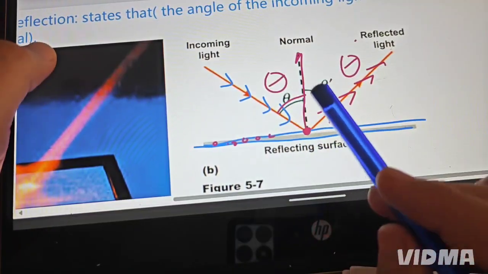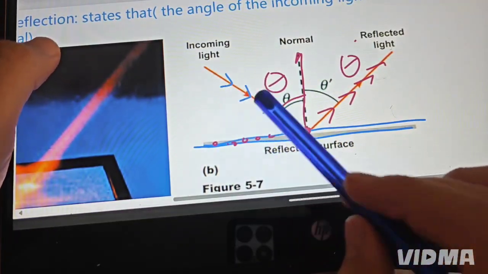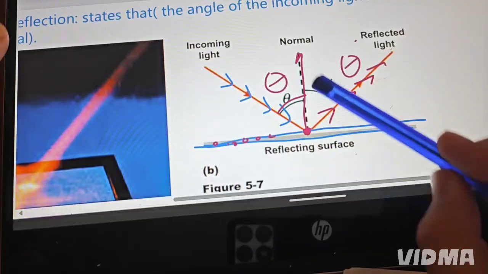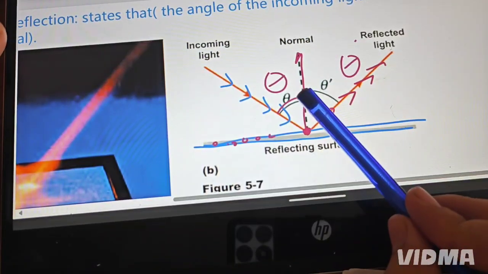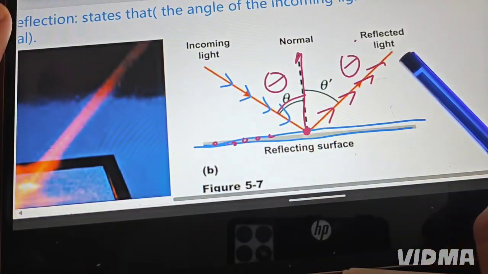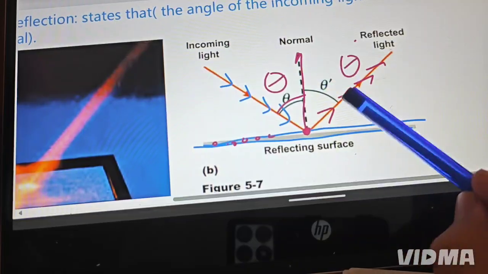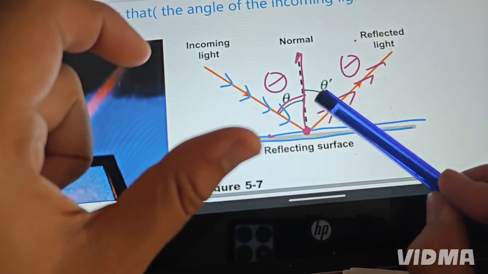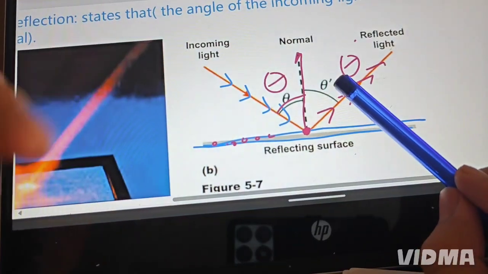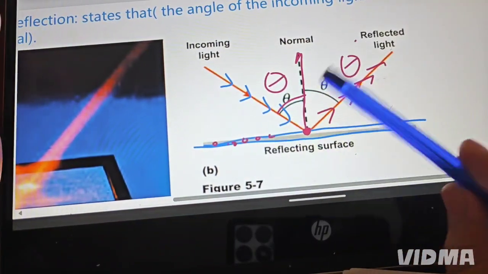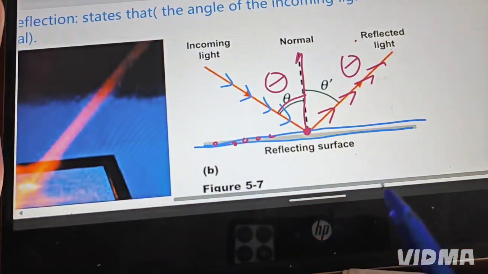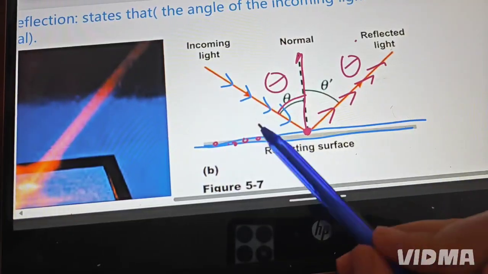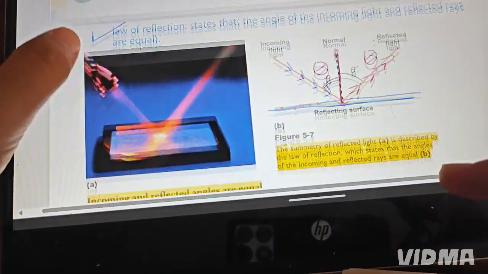This is the law of reflection. When the incoming light comes and hits this surface, according to the normal line we have this angle. And when the light is reflected, again according to the normal line, the angle between the reflected light and the normal line is called the reflected angle. Both angles are equal according to the law of reflection. The law of reflection says both angles are equal, and that's it.